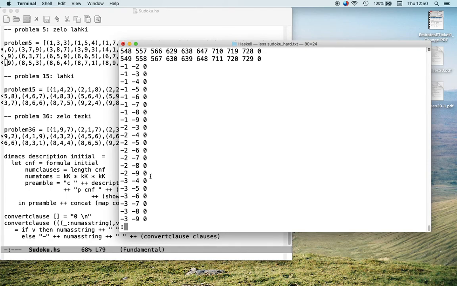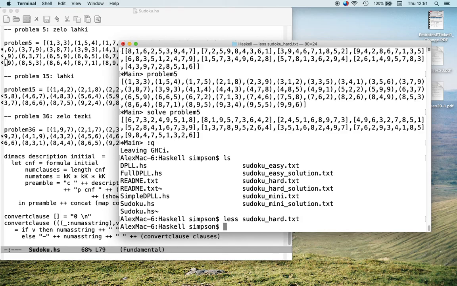Anyway, I could go down to the bottom, but I think that's enough. The point of this was to illustrate the DIMACS format, which is going to be the standard input format for the homework, and this is how the DIMACS format encodes the conjunctive normal form that expresses this sudoku problem 36, this very hard problem.